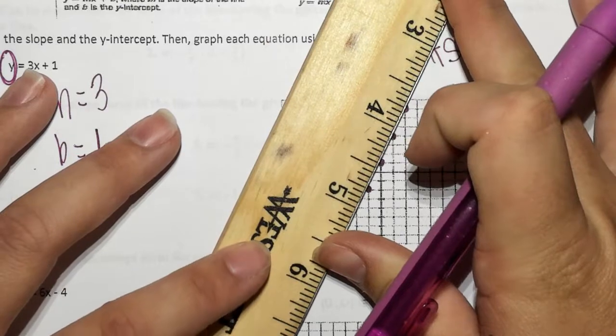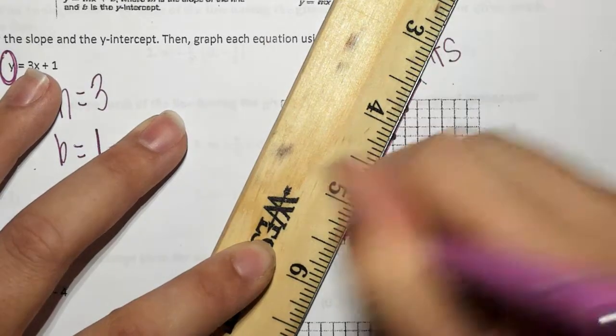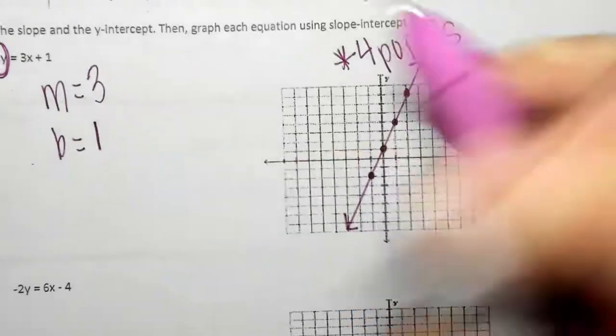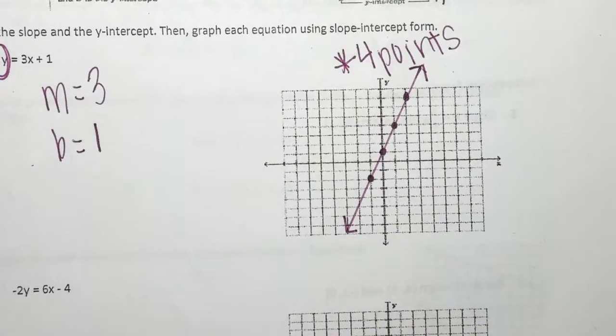So what are you looking for, James? Right here. So you might want a ruler.